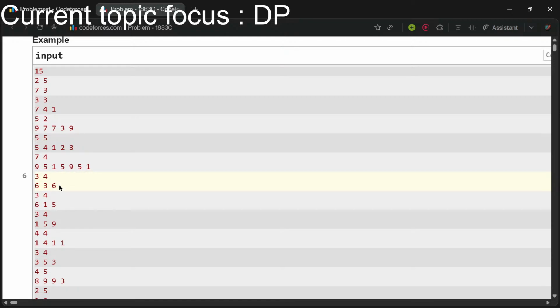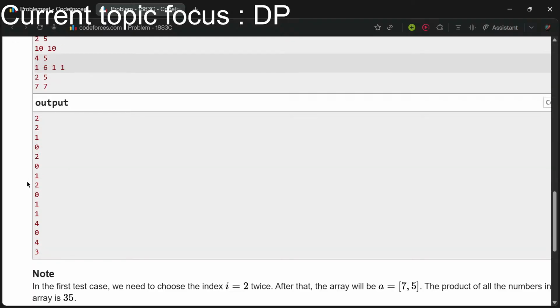What if I saw a similar problem on LeetCode, I think. 6 into 3, wait, I think I might know how to solve this. So 6 into 3, I'll just have 18 here, and 36 here, and 18 again here, and 4, right? For the sixth test case it's 0, right?